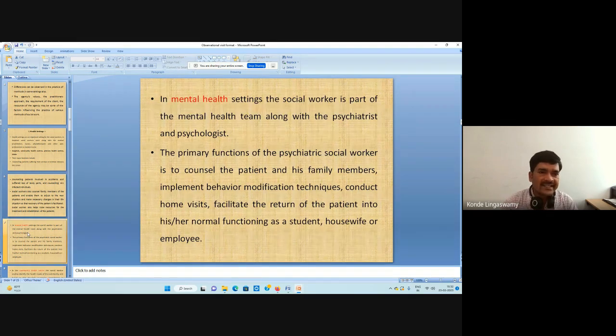In health settings, one more important area is mental health settings. In mental health settings, the social worker is part of the mental health team along with the psychiatrist and psychologist. The primary function of the psychiatric social worker is to counsel the patient and his family members, implement behavioral modification techniques, conduct home visits, and facilitate the return of the patient into his or her normal functioning as a student, housewife, or employee.